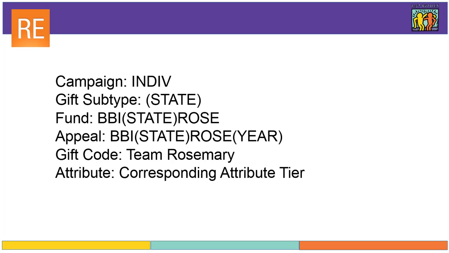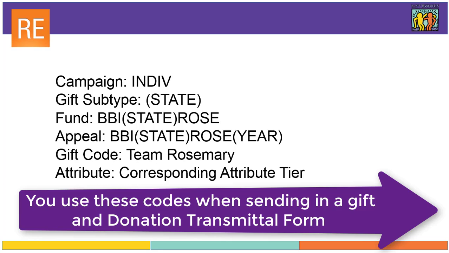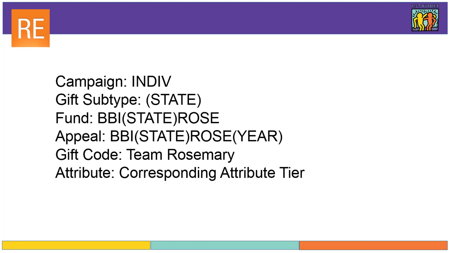So, the development codes used for Team Rosemary are as follows. The campaign will always be individual. The gift subtype will be your state acronym. The fund will always be Best Buddies International, your state acronym, ROSE. The appeal will be just like the fund, but with the addition of the year. You will code it to Team Rosemary. And in an attribute, you can add a corresponding attribute tier.